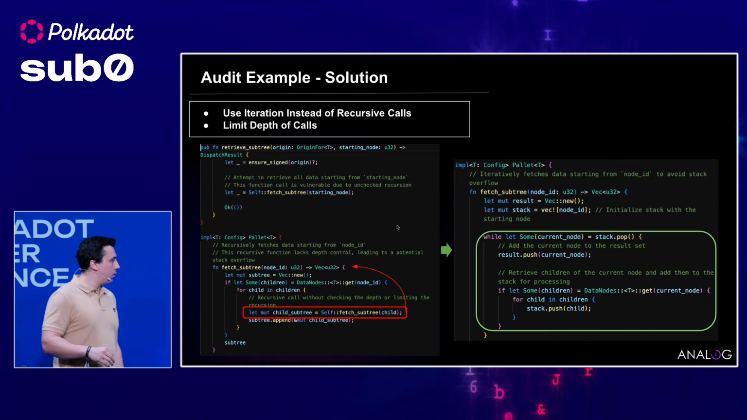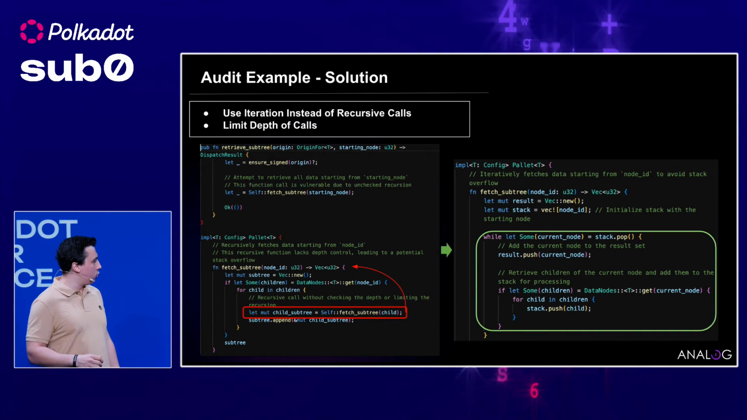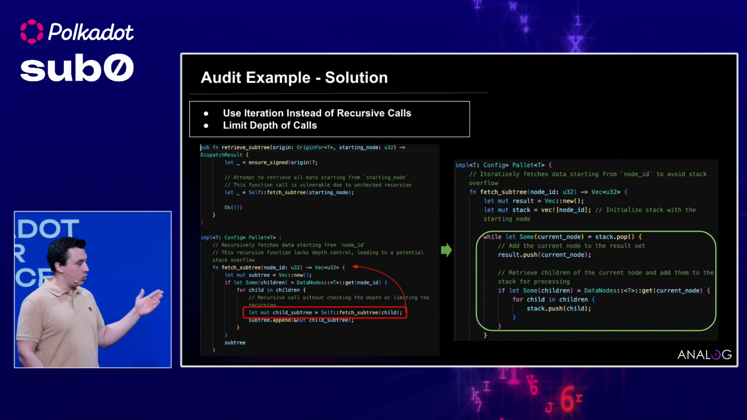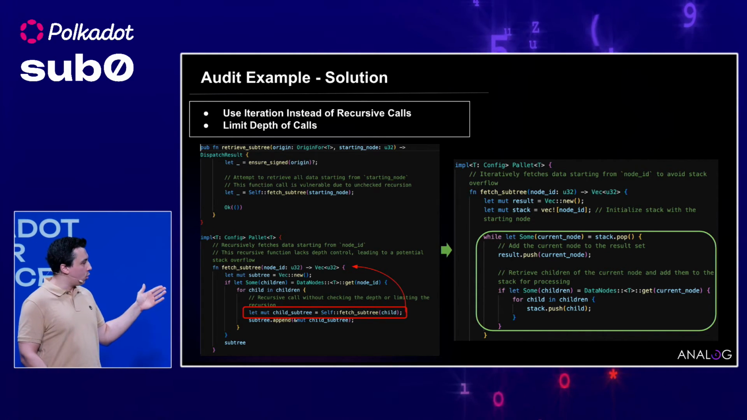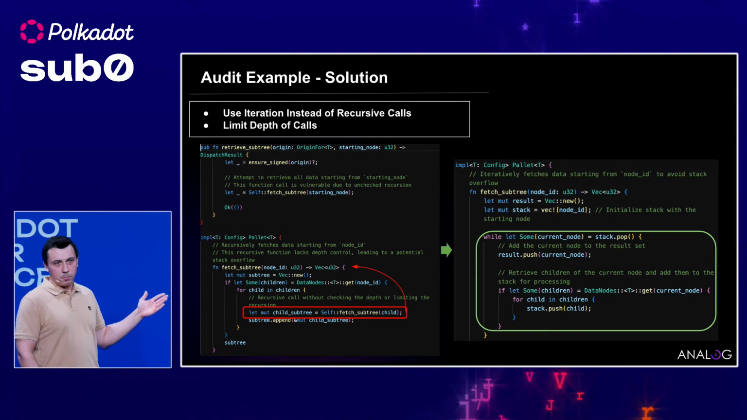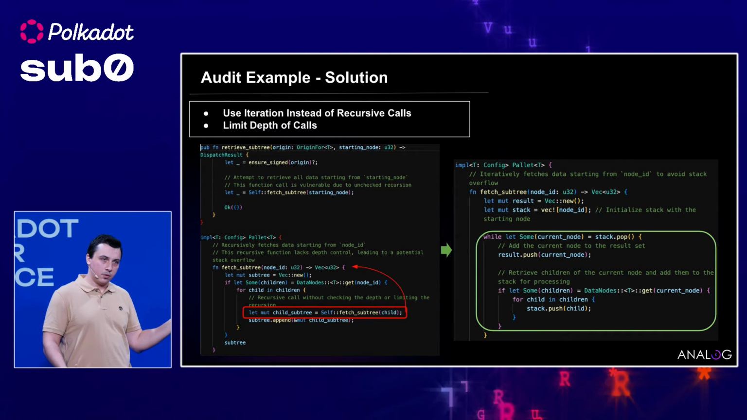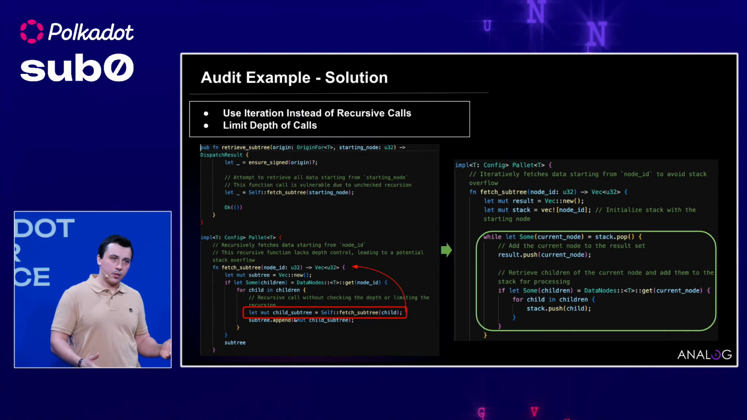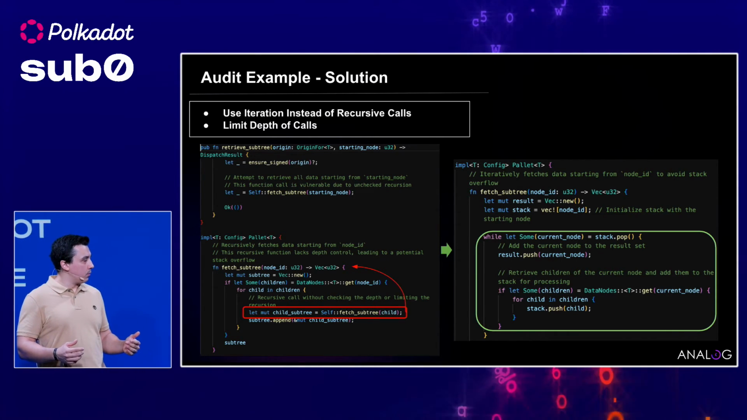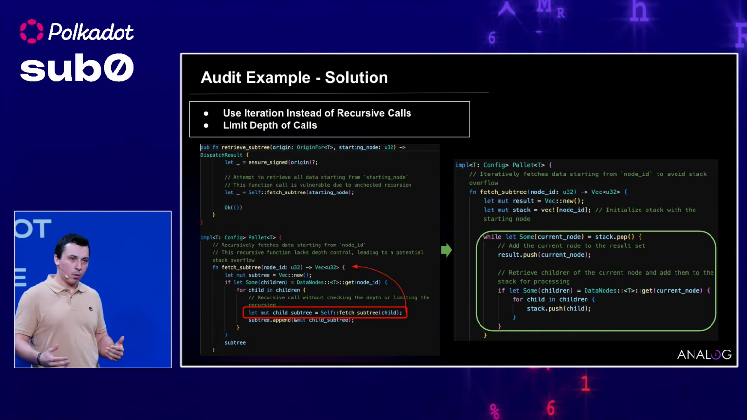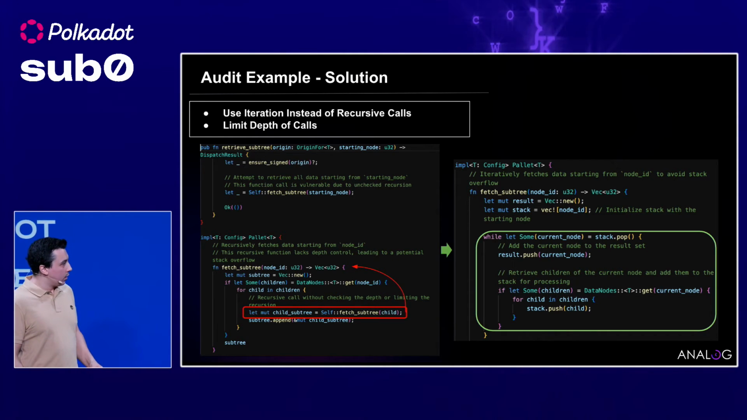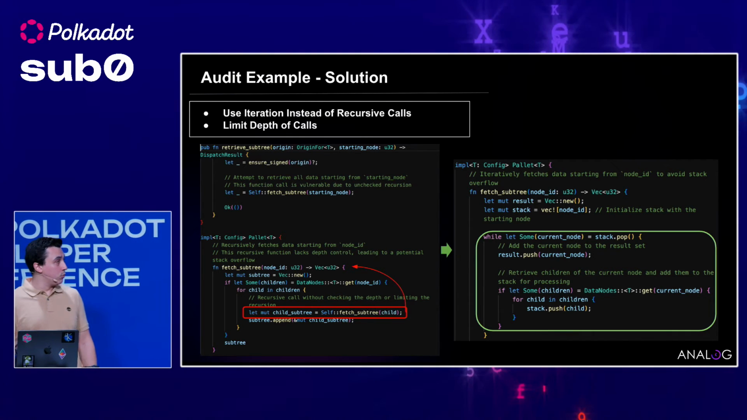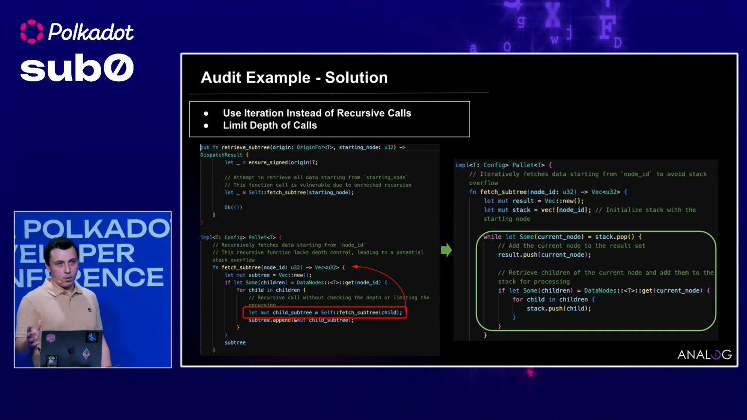I'm not going into the details of this issue, but we have a fetch sub0 function which uses a recursive call to go over all of the nodes, which is prone to stack overflow if the tree size is really big. So instead of using recursive functions, we should use iterative functions more, which is safer. And if we must use a recursive function, then we must introduce a limit for the depth of the call.